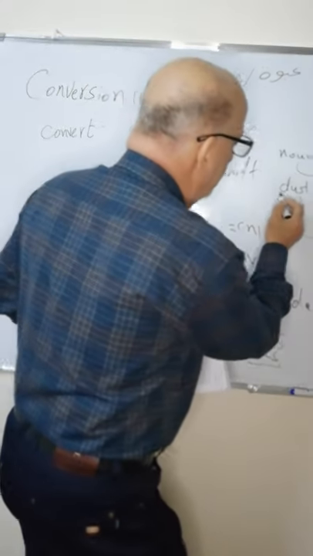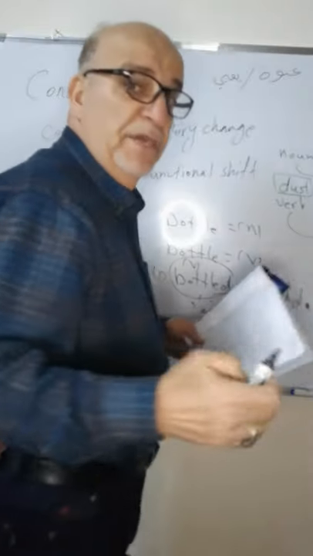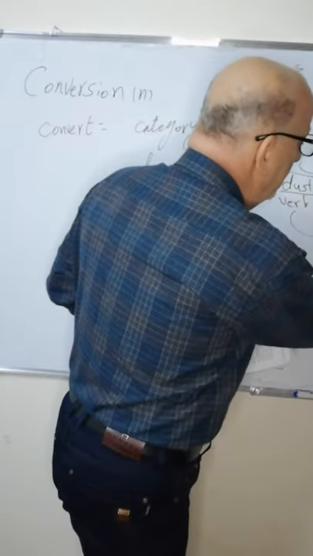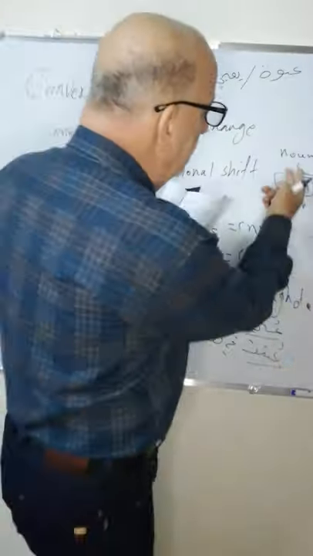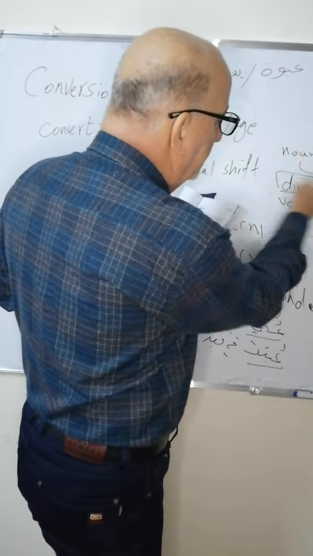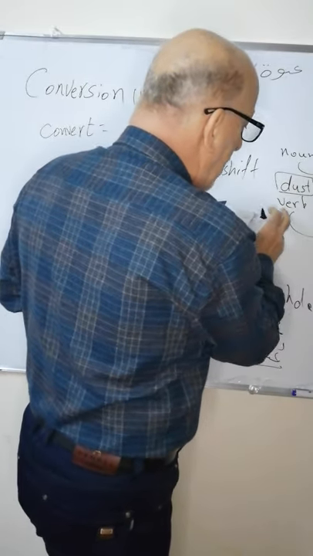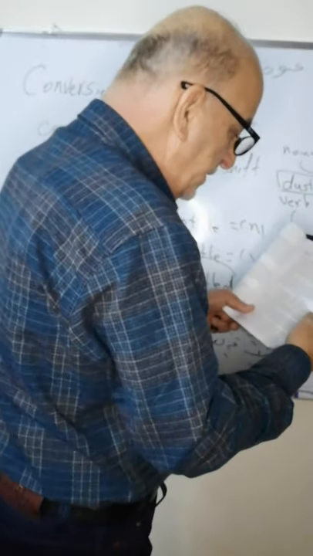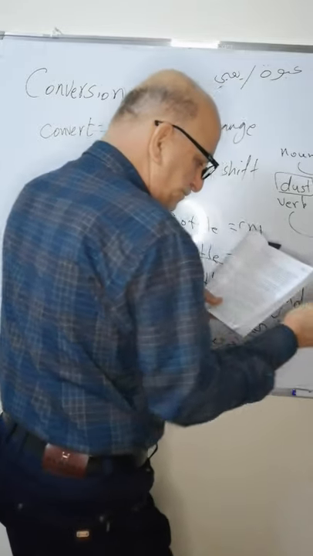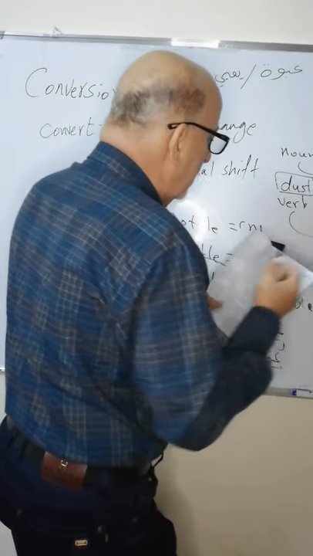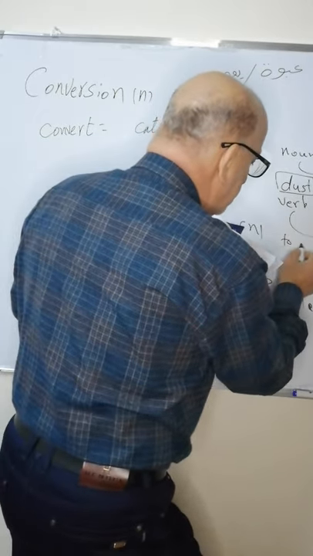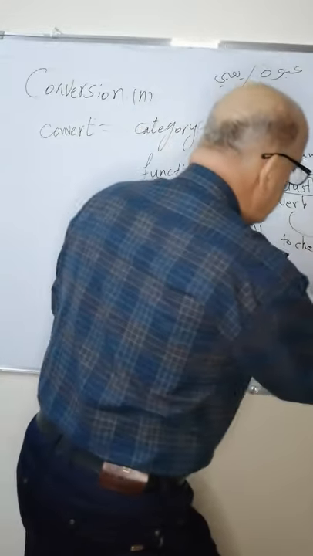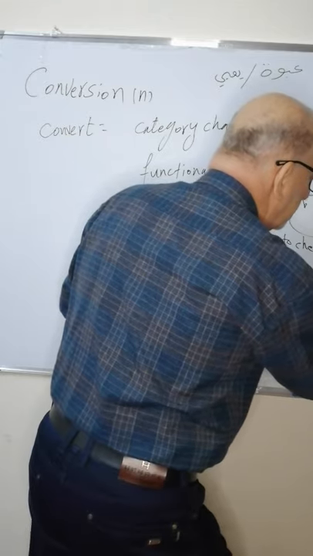Here I am using dust as a noun. Today it's dusty, from dust, dust. Here, did you dust? So I changed the category of the word from noun to verb. Okay, the opposite of this, verb to noun, like what? Cheat, to cheat, 'yaghish', or he's a cheat, 'ghashash'.